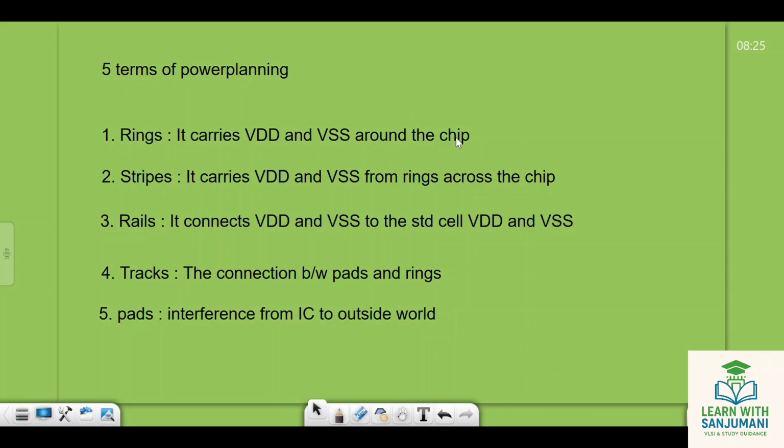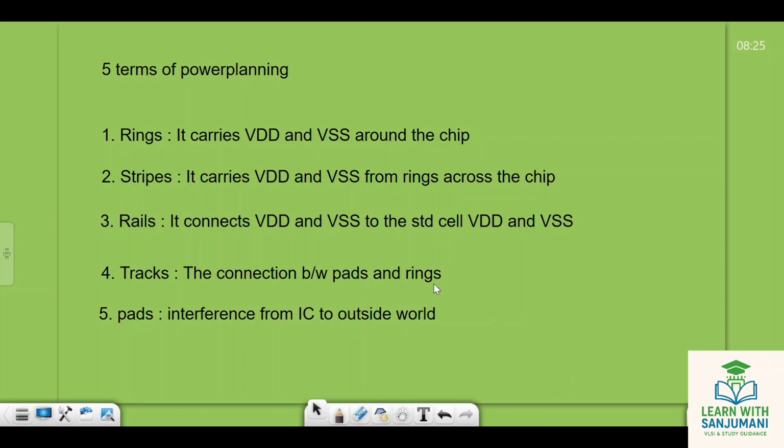Okay, these are the definitions. I will show you the image, then only you will get the clarity of these terms. So what's meant by tracks? Tracks is nothing but it is like a main charge cable. It carries the power from the socket to the phone. So that is nothing but the tracks.